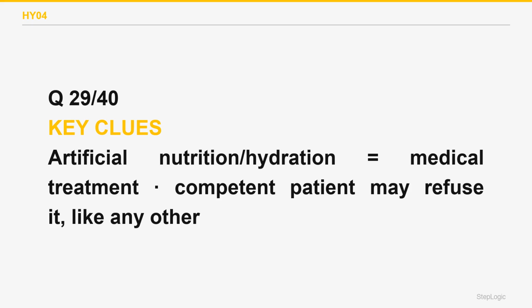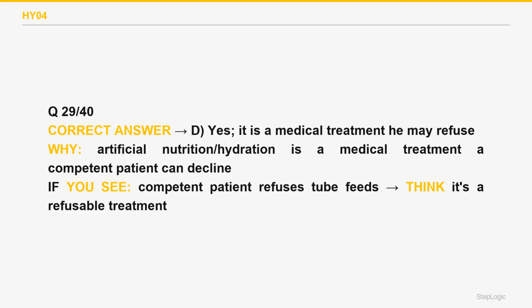Artificial nutrition and hydration are legally considered medical treatment, not obligatory basic care. A competent patient may refuse them just like any other treatment, a ventilator, dialysis, or medication. Honoring that refusal lets the disease take its course and is not euthanasia, because the physician is respecting an autonomous choice, not acting to cause death. The correct answer is D.